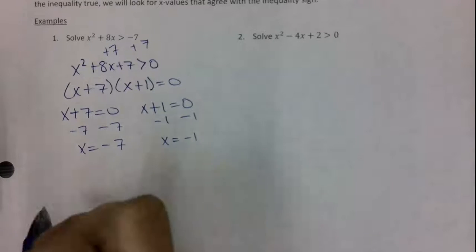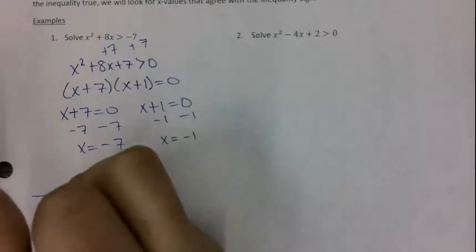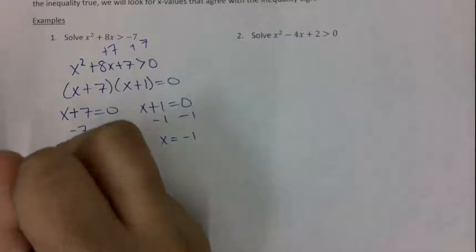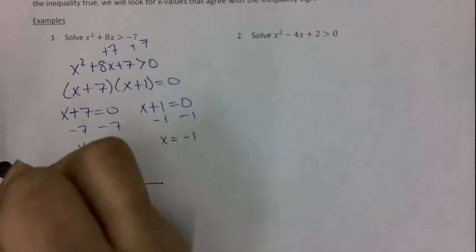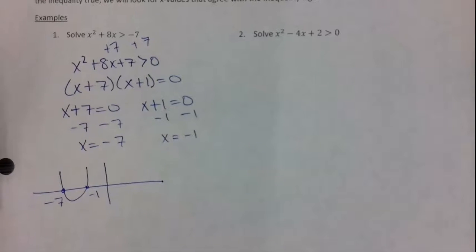Okay. So then I'm going to sketch a graph of what this would look like. So that would be negative 1, and this would be negative 7.